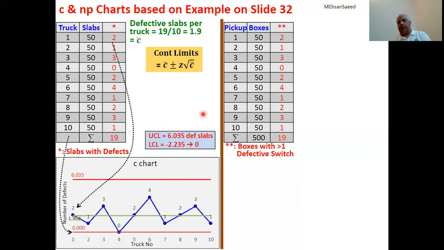Now moving on to the chart for defectives. Again, a good baseline could be how many defective boxes per pickup, or what is the average number of defective boxes per pickup. Because the data is the same, it is 19 divided by 10, and we get a figure of 1.9 again.